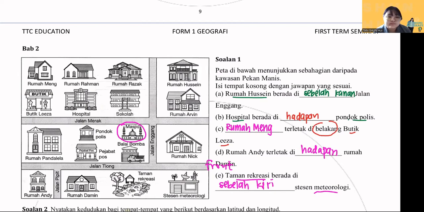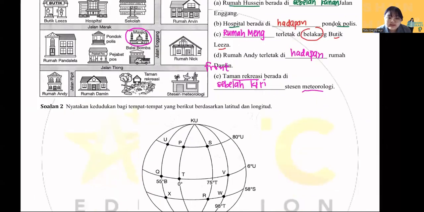Now, rumah Husin di mana rumah Alvin? Husin, yes, di belakang Alvin. Is it better understanding? Yes? Okay, now I'm gonna try another one.